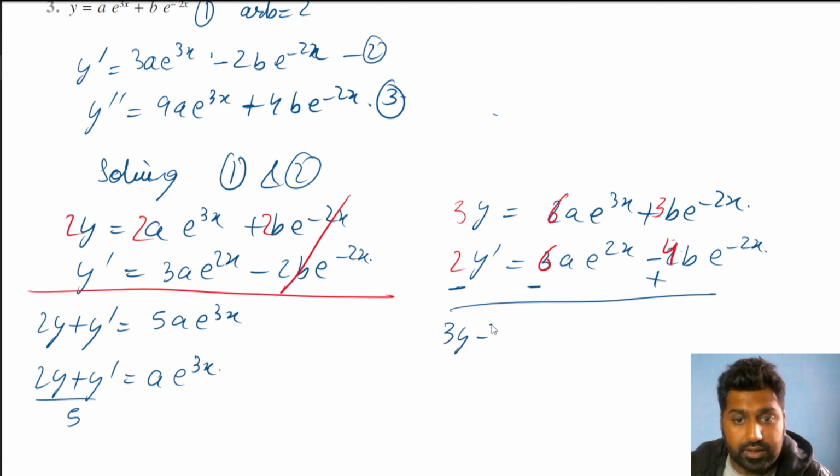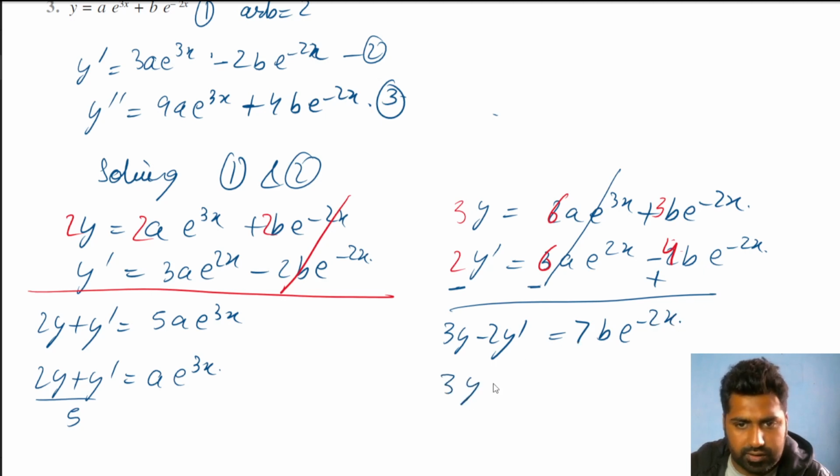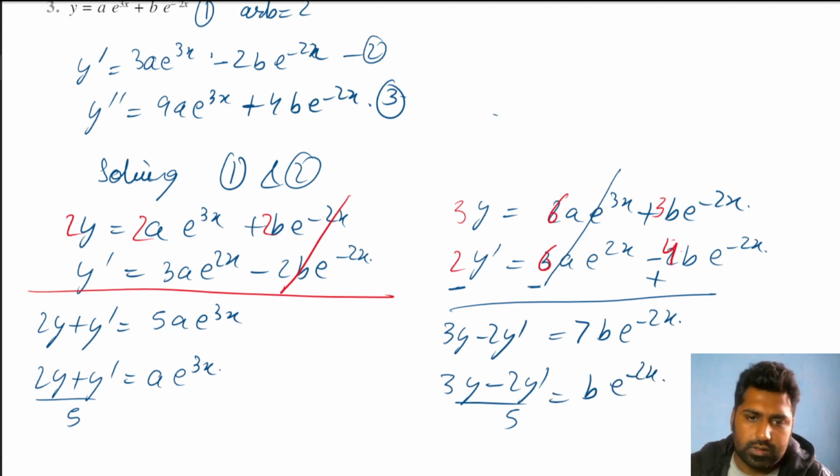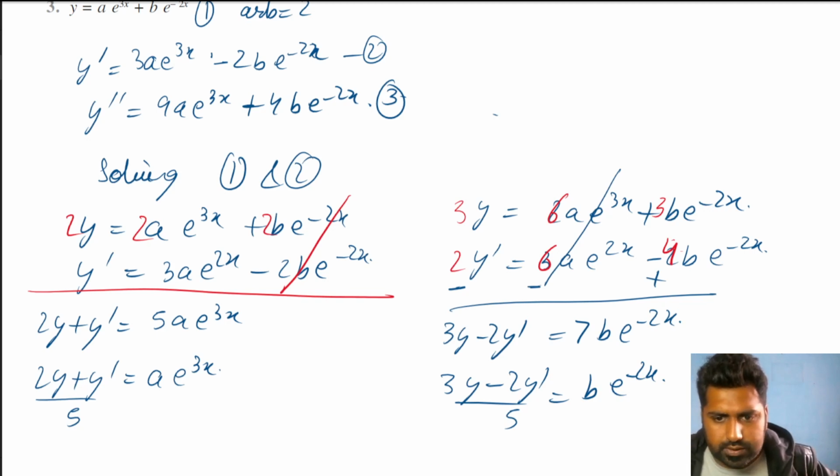So this becomes 3y minus y dash. This cancels and this becomes actually 5b e raised to power minus 2x. Put the value here, 3y minus y dash upon 5 is b e raised to power minus 2x. Okay, something is incorrect or still correct. B is coming also 5. How? You solved this correctly, na?